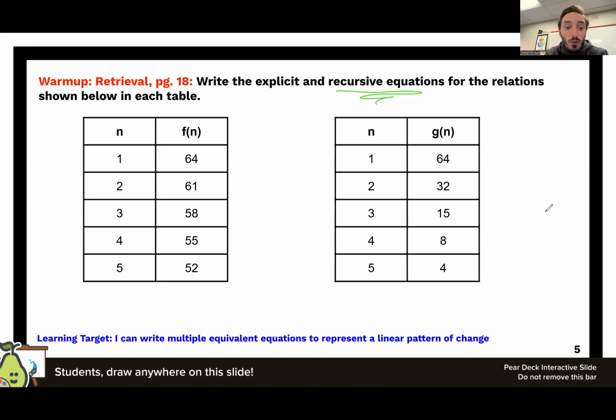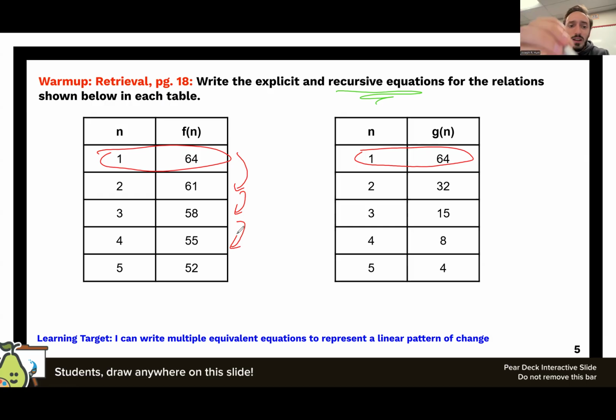All right. So for these patterns of change, one thing that I'm noticing is that in both of the tables, I'm not necessarily starting at an input of 0. I'm starting at an input of 1 in this case. So from there, if I'm trying to think about the pattern of change, one thing that I might need to think about is a potential offset, but I'm still thinking about the f of n values or the g of n values, the outputs, and whether I'm adding or subtracting or even multiplying or dividing by something to either increase or decrease.